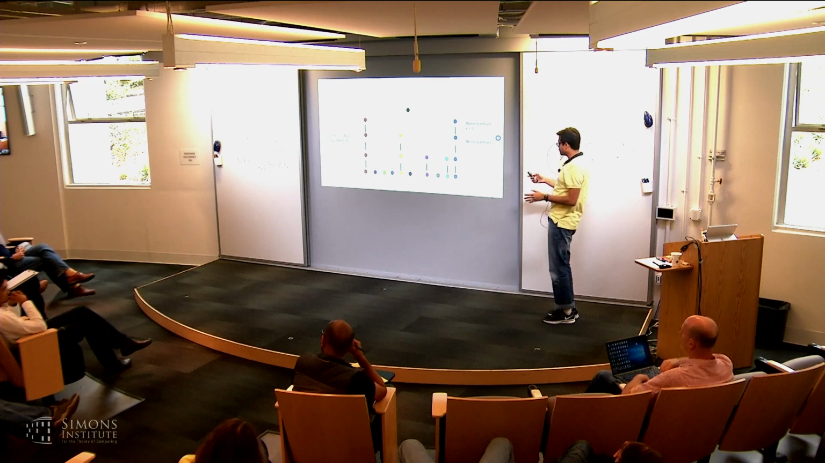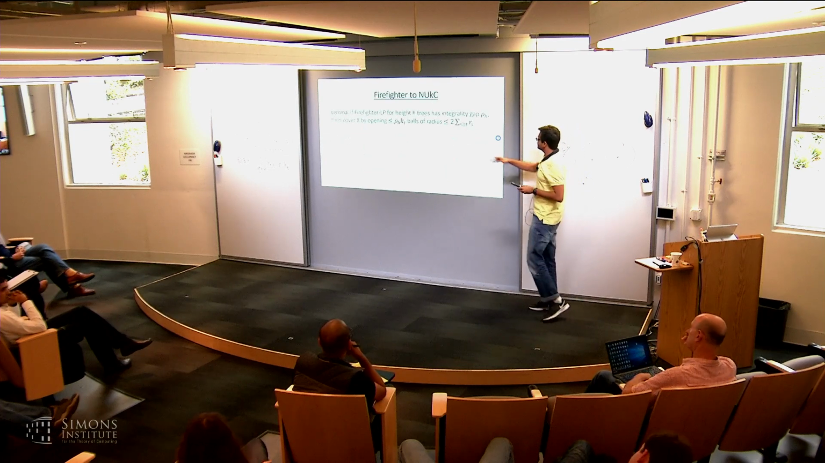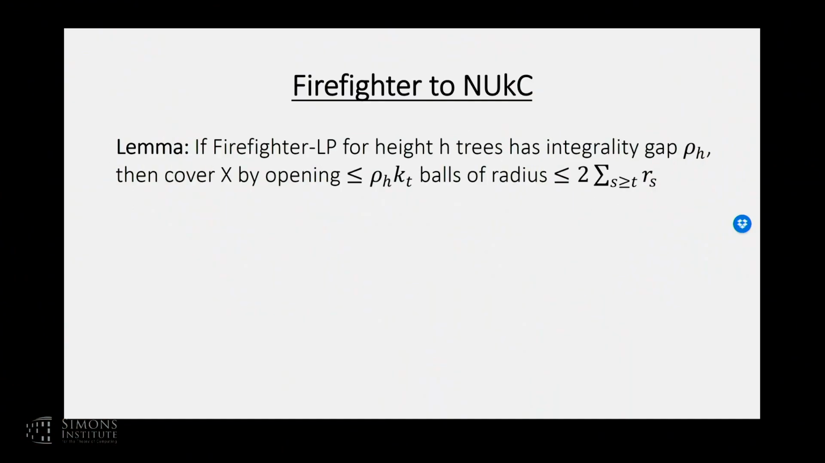And why did we want to do this? Because maybe this is the lemma that we get. If the firefighter LP for height h trees has integrality gap rho h, then we can open rho h Kt balls. That will be the violation when the number of firefighters are opened up. And this I did not do, but the total coverage, every client can connect to one of these centers by traveling this much, which is the sum of the radii which it needs to travel. Okay, so that's a lemma.